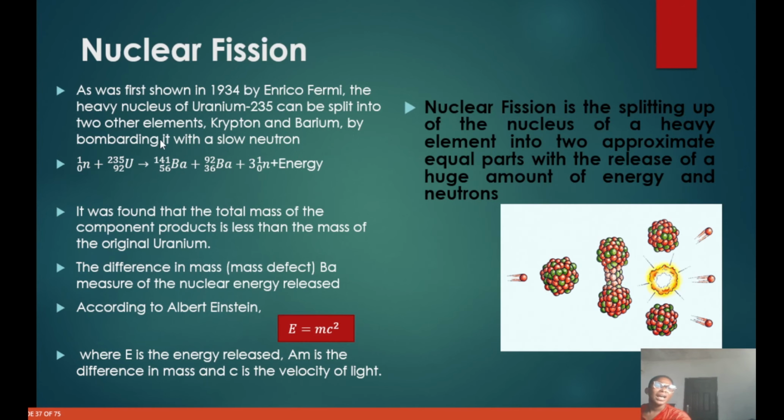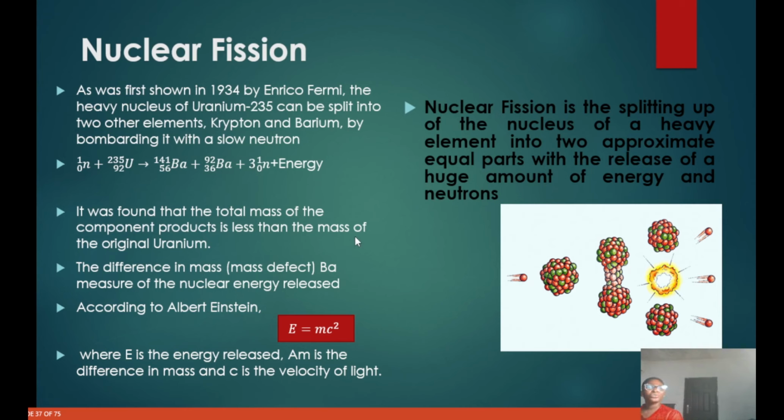Nuclear fission, as was shown in 1934 by Enrico Fermi: the heavy nucleus of uranium-235 can be split. We already said that for us to split the nucleus we need serious energy. So the heavy nucleus of uranium-235 can be split into two other elements, krypton and barium, by bombarding it with a slow neutron. You can see it now. We bombarded this uranium with a neutron and it gave us barium and krypton. And there must always be the release of energy.